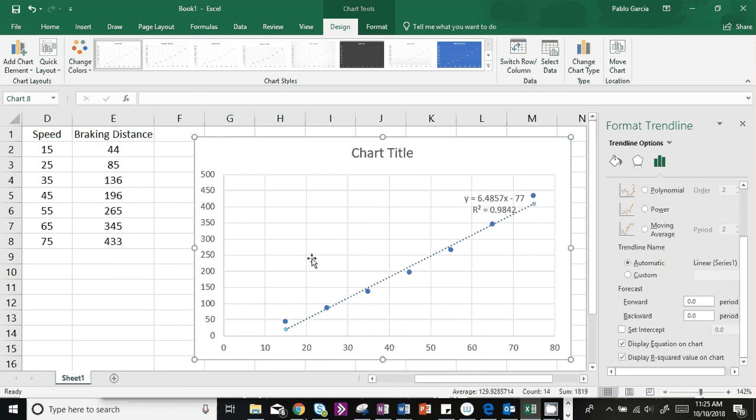So 0.992 is very close to 1, right? So that's a very strong linear association, and since it's positive, it's telling us that basically as one variable increases, the other variable will increase, and that's exactly what's going on here.